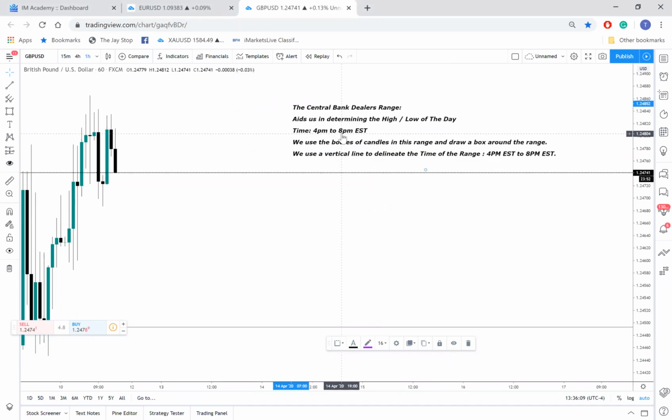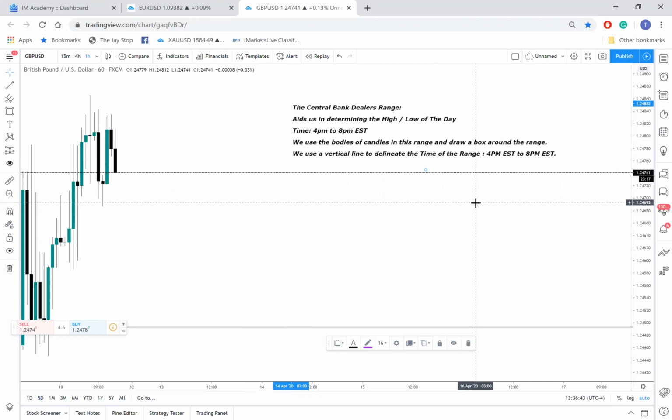This module for the day trading model is going to be called the central bank dealers range, and how we could use the central bank dealers range to anticipate us in determining the high and low of the day. The central bank dealers range is from 4 p.m. Eastern to 8 p.m. Eastern, and we highlight the bodies of the candles in the range and draw a box around this range. We use a vertical line to delineate the time of the range, which is from 4 p.m. Eastern to 8 p.m. Eastern.